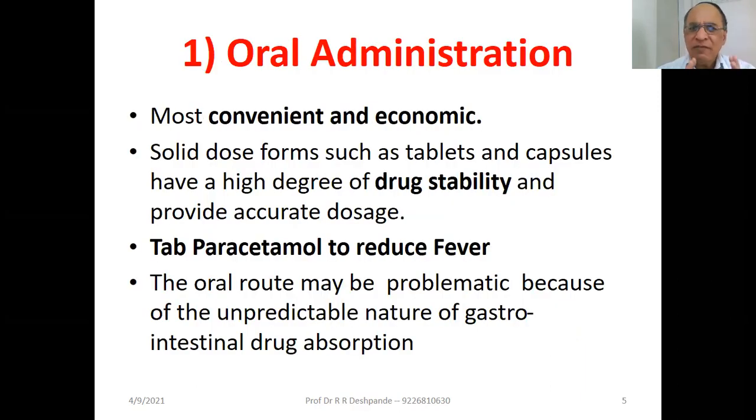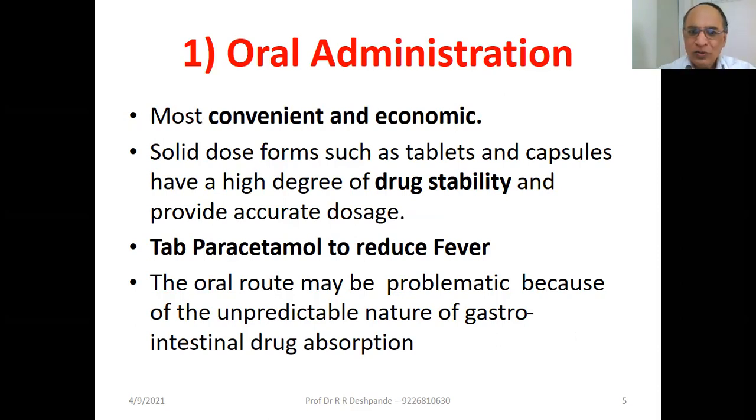So we will start with the oral administration. This is the most convenient and economic for everybody, for the patient, for the doctor. Solid dosage forms such as tablets and capsules have a high degree of drug stability. They can be preserved for a longer time, shelf life, and provide accurate doses for administration. A simple example is that we consume tablet paracetamol or Crocin for reducing fever, as an antipyretic.